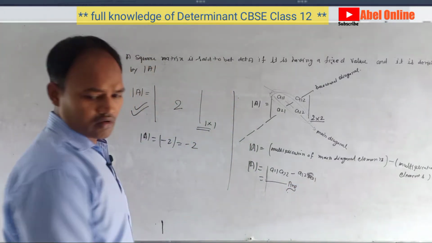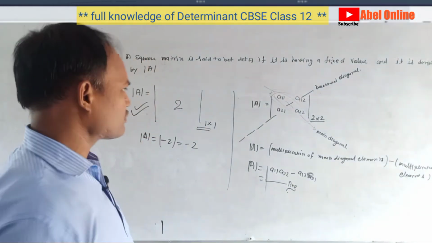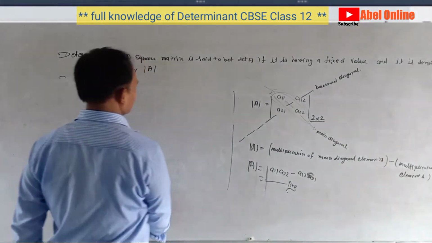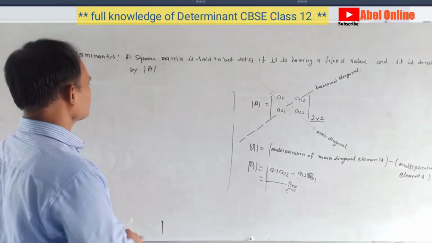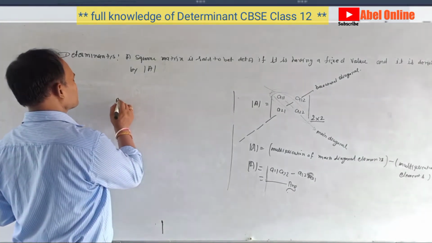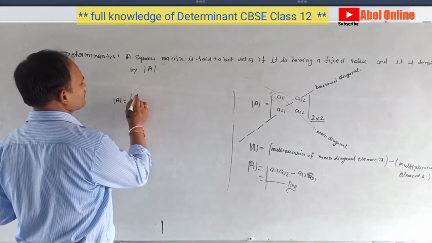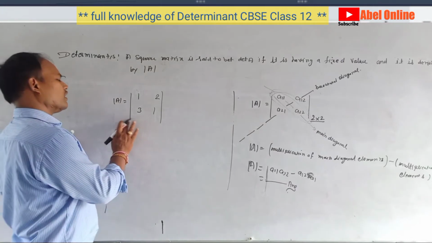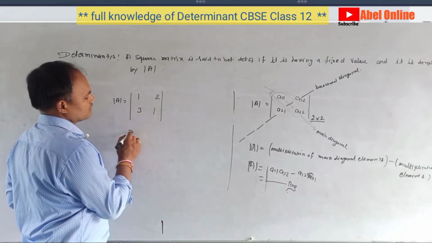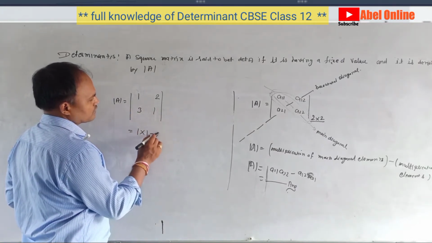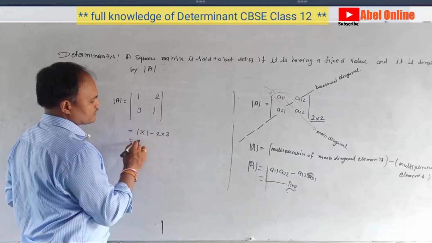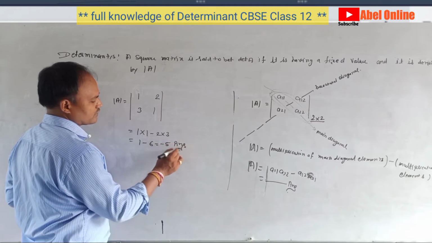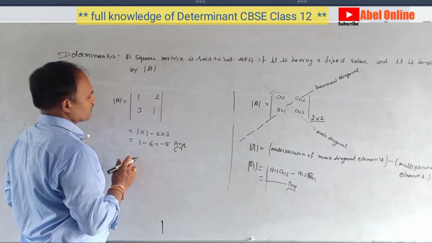Now we have some examples to solve this. Suppose the question is: find the value of the determinant 1, 2, 3, 1. So how can we find it? Just multiply 1 into 1 minus 2 into 3. So it is 1 minus 6, so it is minus 5, student. It is your answer. So it is very simple to find the determinant of 2 cross 2.